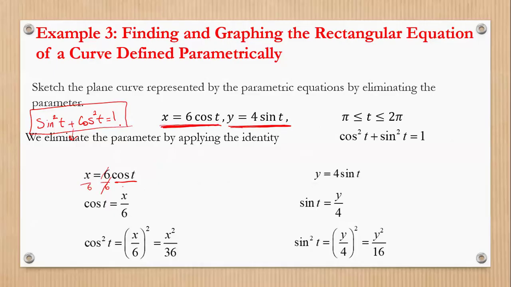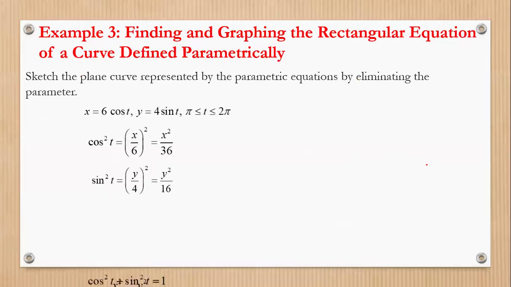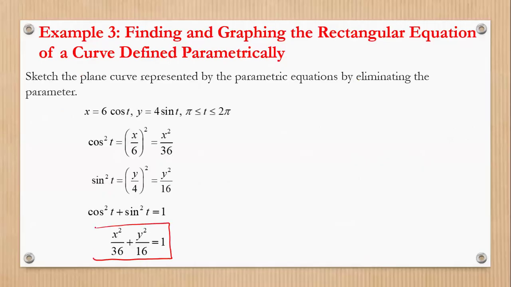Now we can replace these equivalent fractions into the identity. Instead of cosine squared, we replace x squared over 36. Instead of sine squared, we replace y squared over 16, which must be equal to 1. And that is the equation that we get. There is no parameter t, and the equation is only based on x and y.